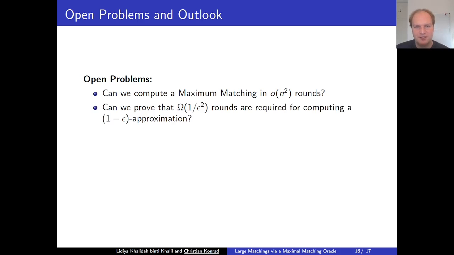Can we prove that omega of 1 over epsilon squared rounds are required for computing a 1 minus epsilon approximation? So far we only have a lower bound of 1 over epsilon here.